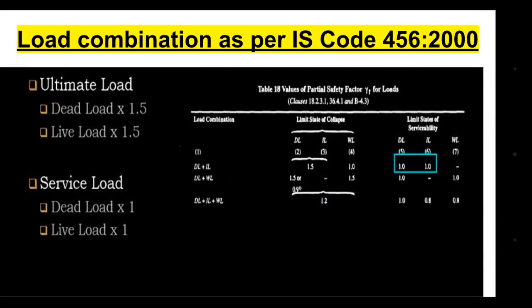Load combination as per IS 456:2000. There are two types of load combination: ultimate load and service load. For ultimate load, it is dead load into 1.5 and live load into 1.5, and for service load it is 1 and 1.